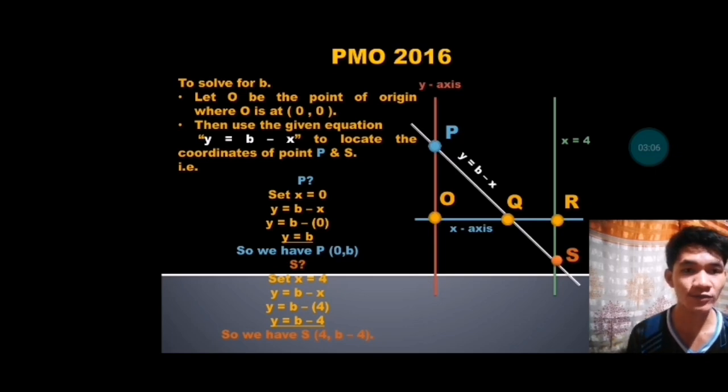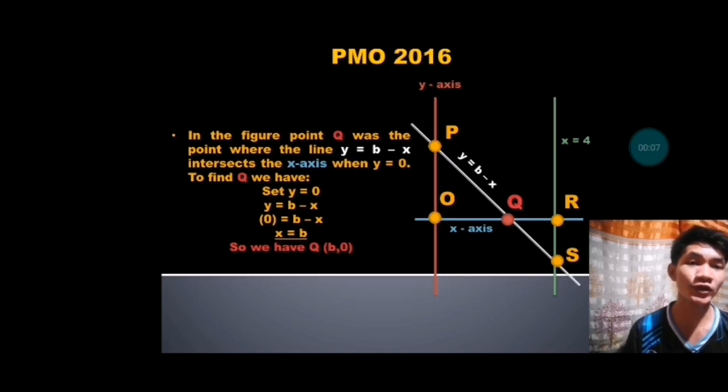Then for S, we set x equal to 4. Using the given equation y is equal to b minus x, we substitute the value of x, which is 4. That gives us y is equal to b minus 4. So we have located S at 4 and b minus 4, where 4 is our x-intercept and b minus 4 is our y-intercept.